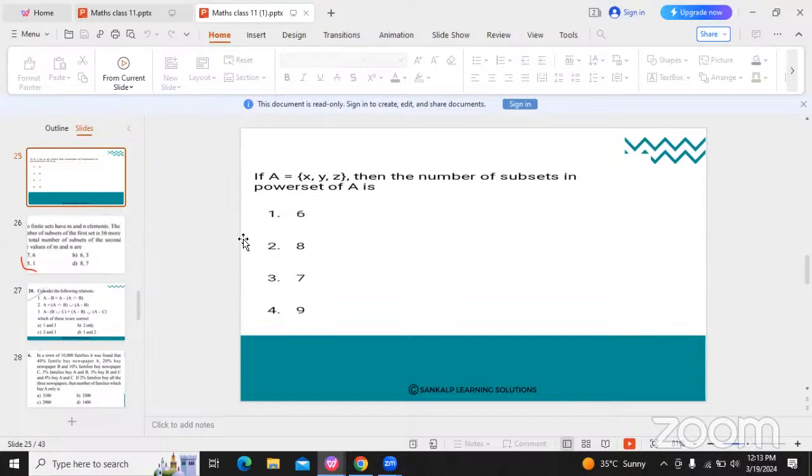Next question. If set A is {x, y, z}, then the number of subsets in the power set of A is what? Wow, many students are understanding this concept very quickly. I'm very happy with you. So again, what is the answer here? It is nothing but 8.